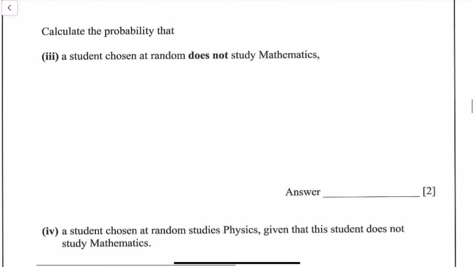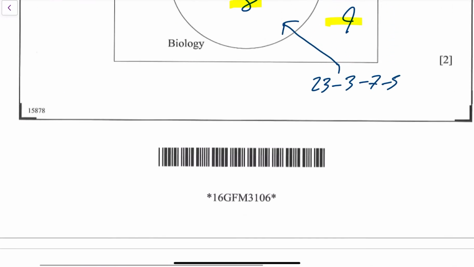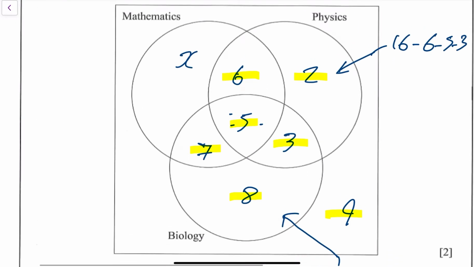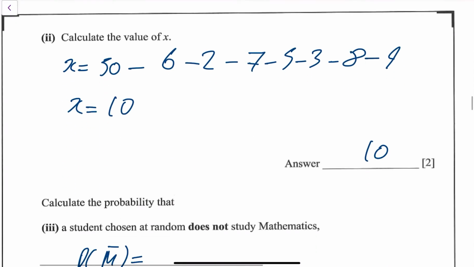Next one says, a student chosen at random does not study mathematics. Find the probability that a student chosen at random does not study mathematics. And you know what, easiest probably just to count up all the ones that don't study mathematics. Let's get rid of all these wee highlights, maybe make life a wee bit easier for me. So I'm looking for the ones who don't study mathematics. There's someone here who doesn't study mathematics. So 2 plus 3 plus 8 plus 9.